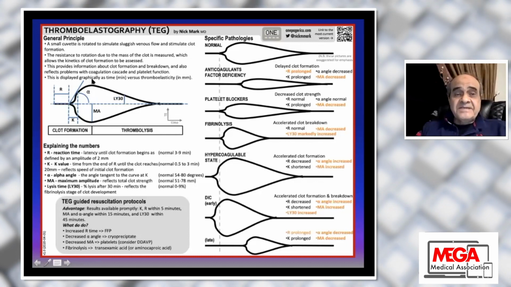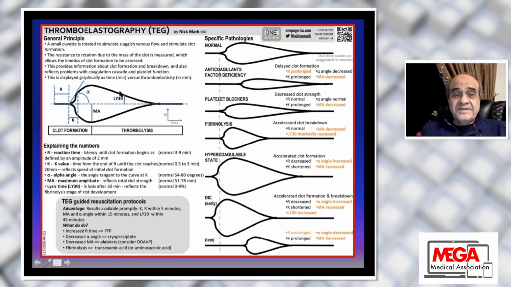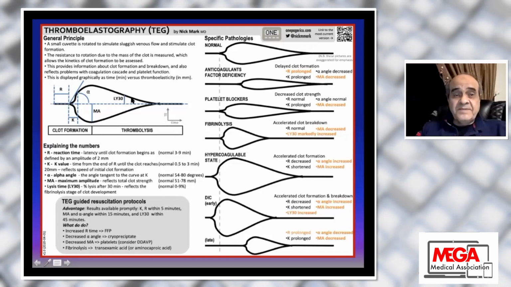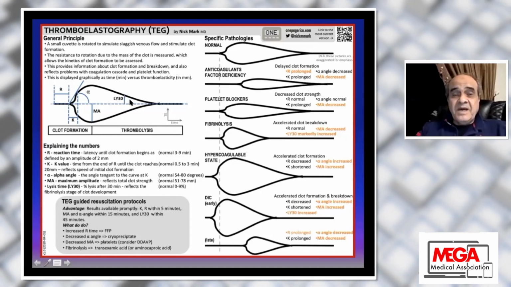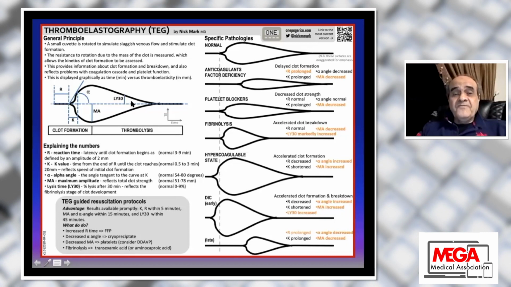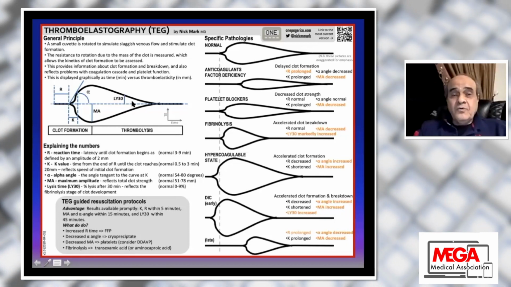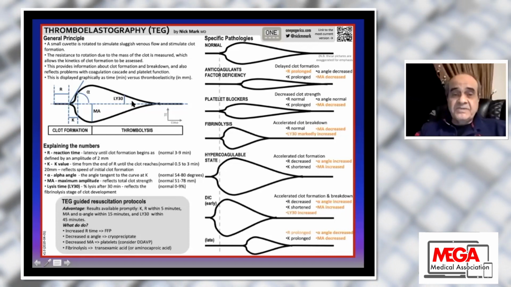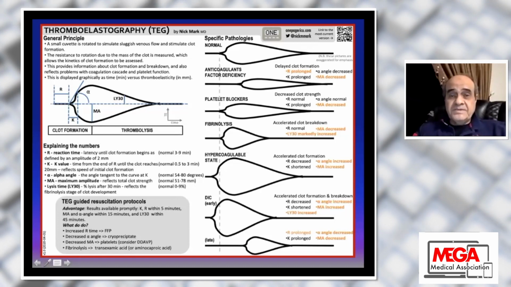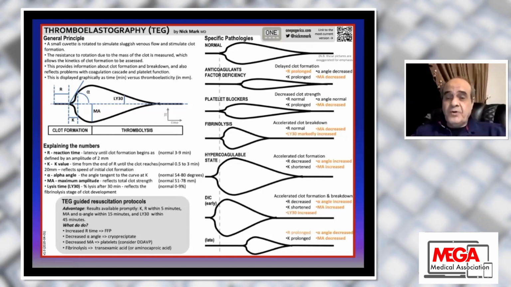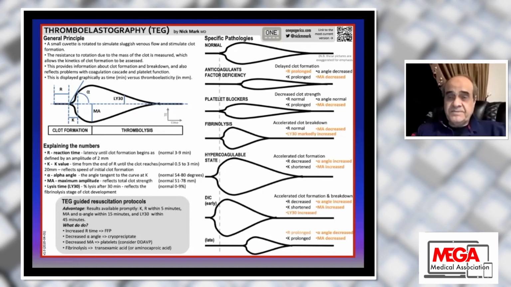After that, lysis starts after 30 minutes. And if after 30 minutes the lysis exceeds 9%, I say there is more fibrinolytic effect or more fibrinolytic activity. And so I have to treat with tranexamic acid, aminocaproic acid, or antifibrinolytic agents.